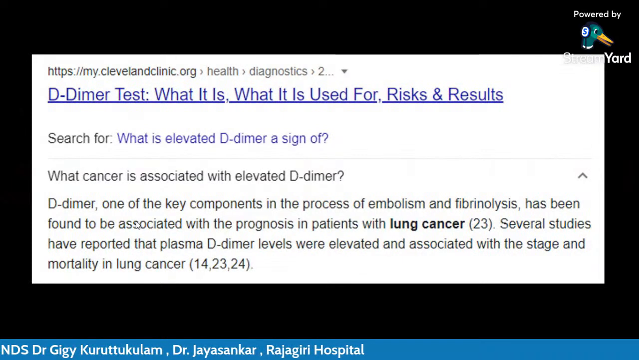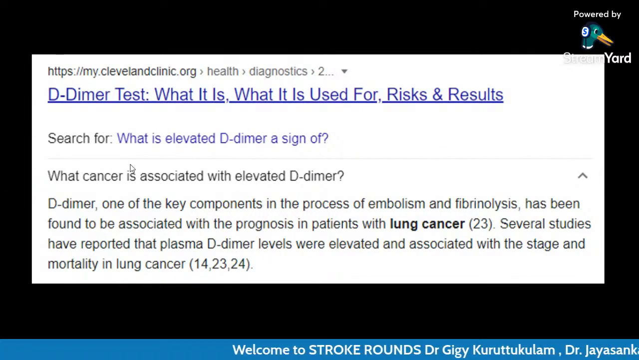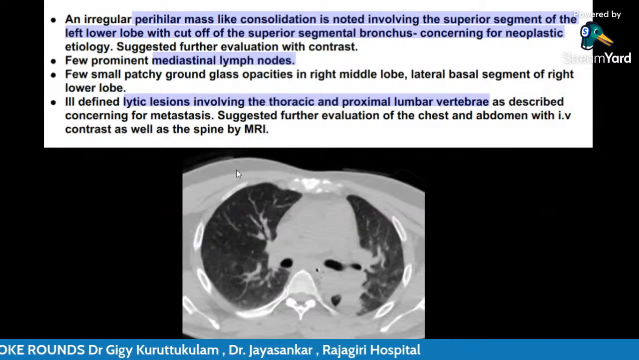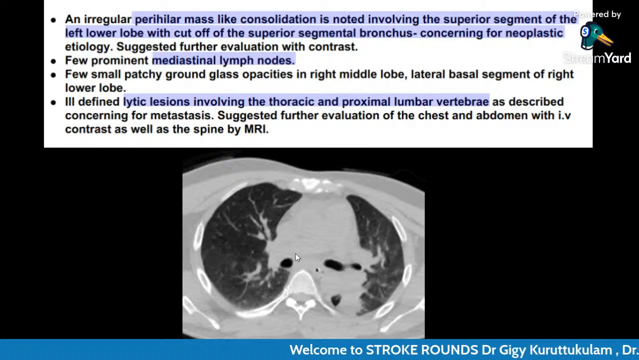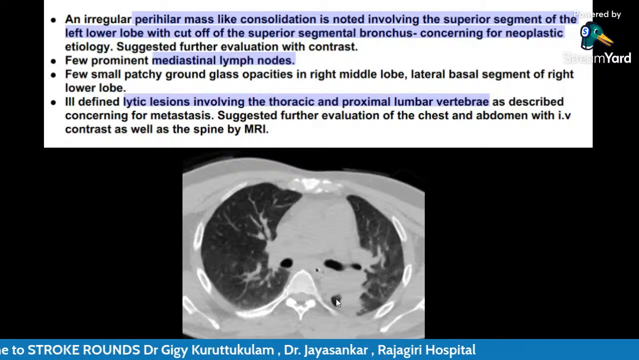And a simple Google test showed that grossly elevated D-dimer of this level can be a sign of lung cancer. The patient underwent a CT of the thorax, which showed that there is an irregular perihilar mass-like consolidation and few prominent mediastinal lymph nodes also. And there are lytic lesions in the thoracic and proximal lumbar vertebrae, all suggestive of a bronchogenic CA with metastasis.